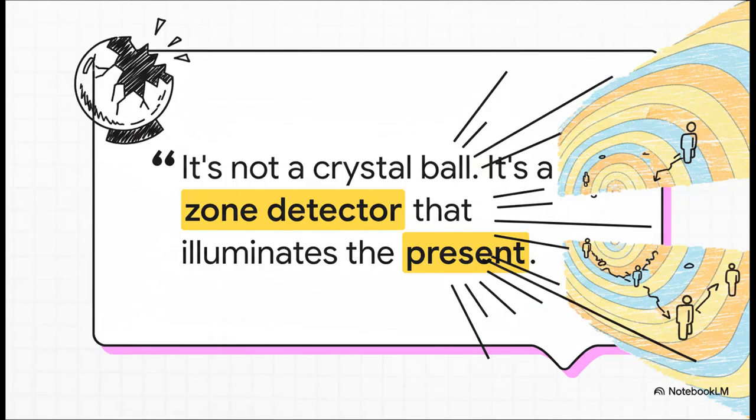And honestly, this quote from the source material just hits the nail on the head. This isn't about predicting the future. Think of it as a high-probability zone detector. It's not telling you what will happen. It's illuminating the present by showing you where the big money is likely making a move right now.